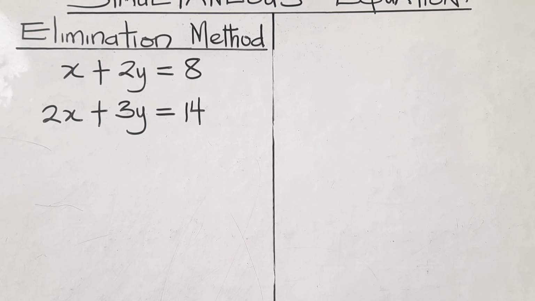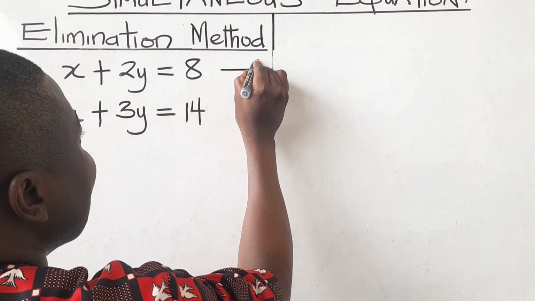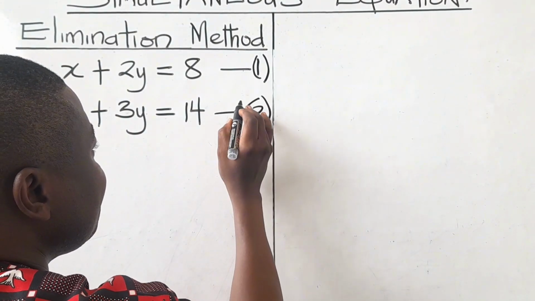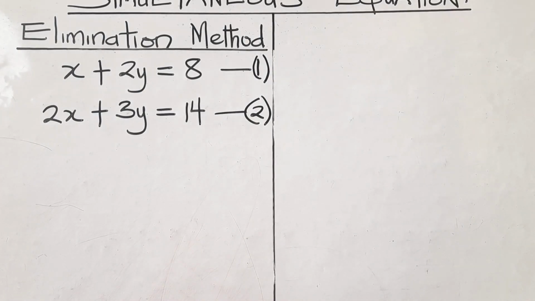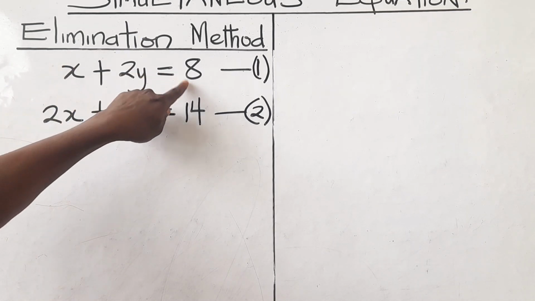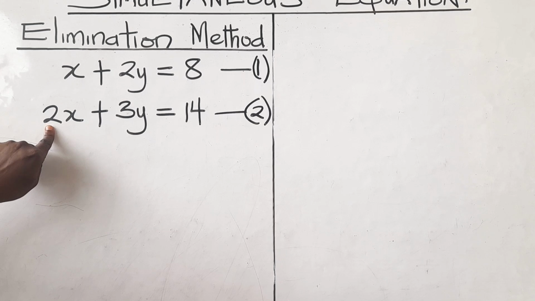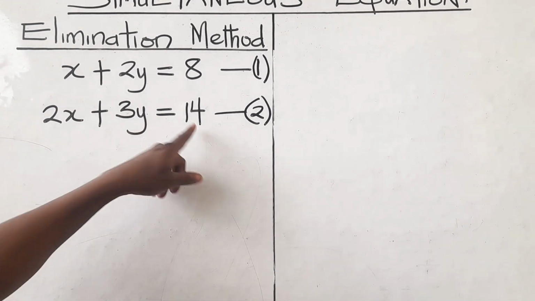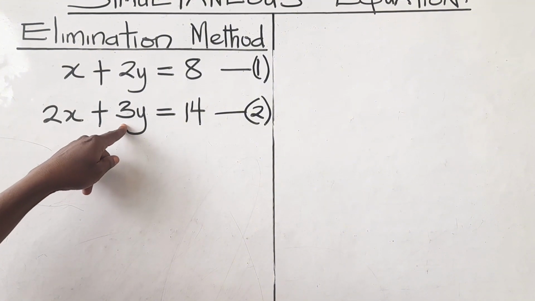The first thing, like we said before, let's label these equations to make our working clearer. So let's label the first one as equation 1 and the second as equation 2. Now, if you look at the coefficient of x here, it is 1, of y is 2, and the constant term is 8. Coefficient of x here is 2, of y is 3, and the constant term here is 14.